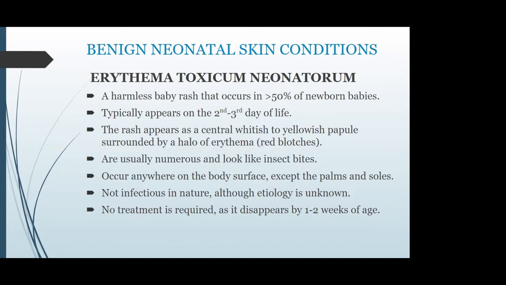Now, the rash typically appears on the second to third day of life. So babies are not born with the rash most of the time. And the easiest way I can describe this rash is that it looks like insect bites, you know, small ant bites on the skin surface, where you find a little whitish to yellowish pimple-like bump, okay? And then it's just surrounded by red blotches, okay? It can occur anywhere on the skin surface except the palms and the soles.